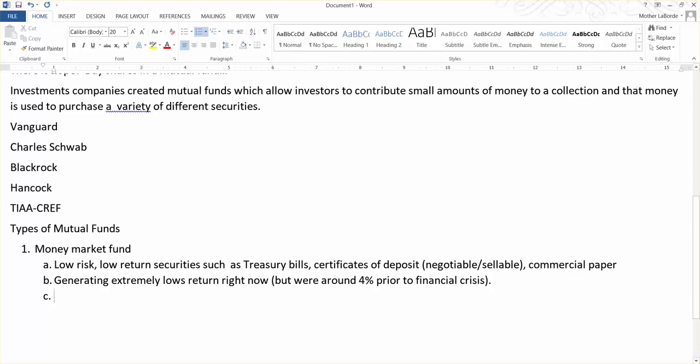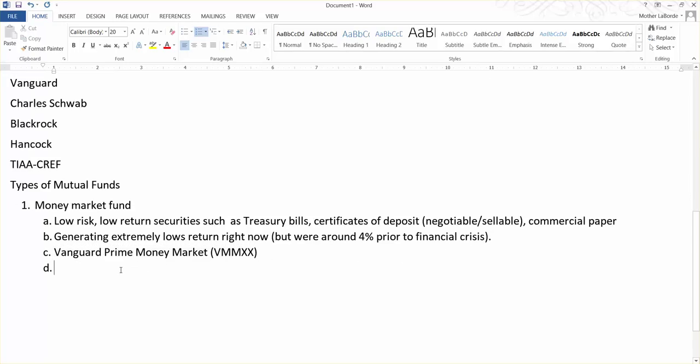And so I looked up the Vanguard Prime Money Market for individual investors, and I think the ticker on that one was VMMXX, if you are interested in that. I'm only telling you this to give you examples. It's not that I think this is the be-all and end-all of money market mutual funds. I don't. But I also don't think there's anything wrong with it.